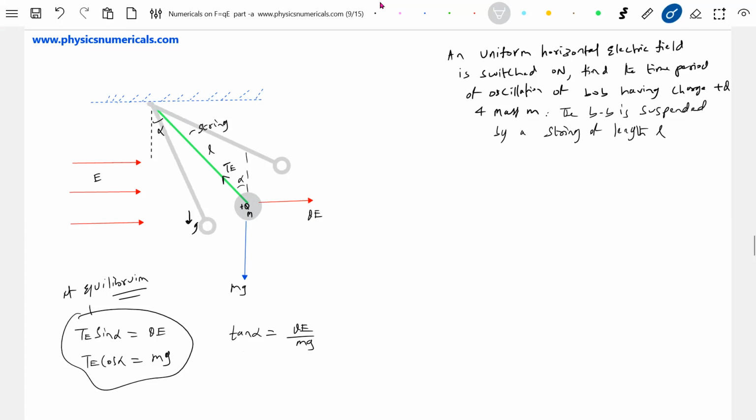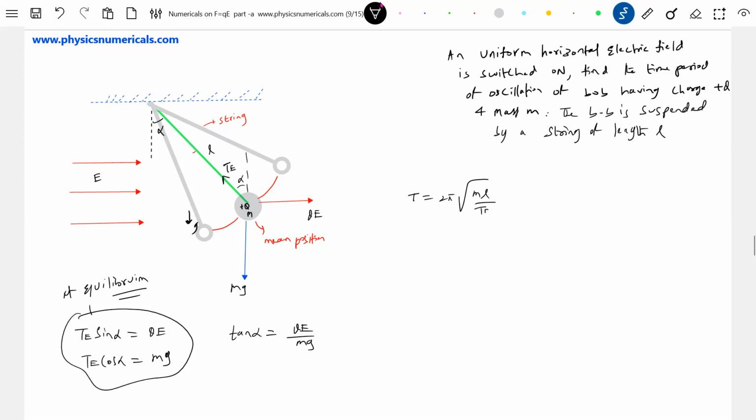I'll draw it like this. It'll be easy for you. It's going to execute SHM about this mean position. And this is the mean position. How to find out the time period? If you go back to SHM, you might have studied, the time period is given by 2 pi root of ml by T.